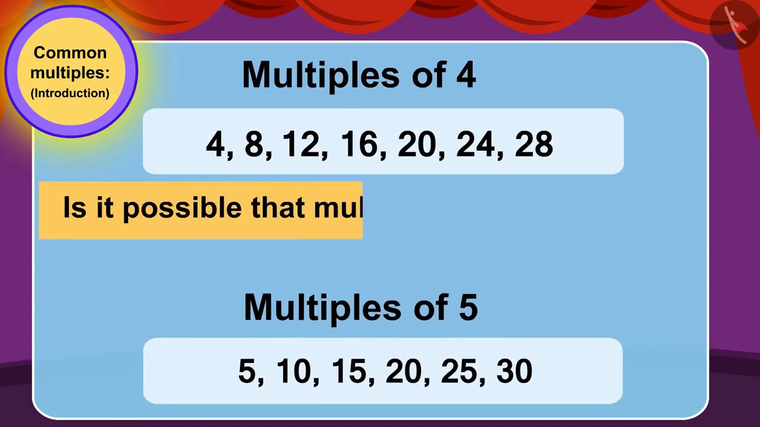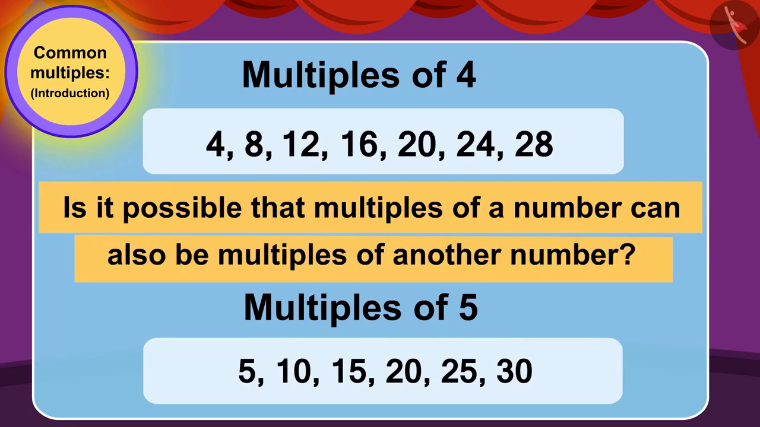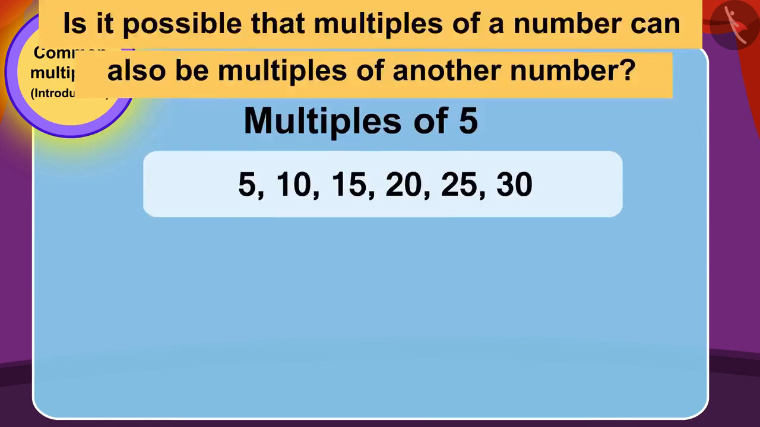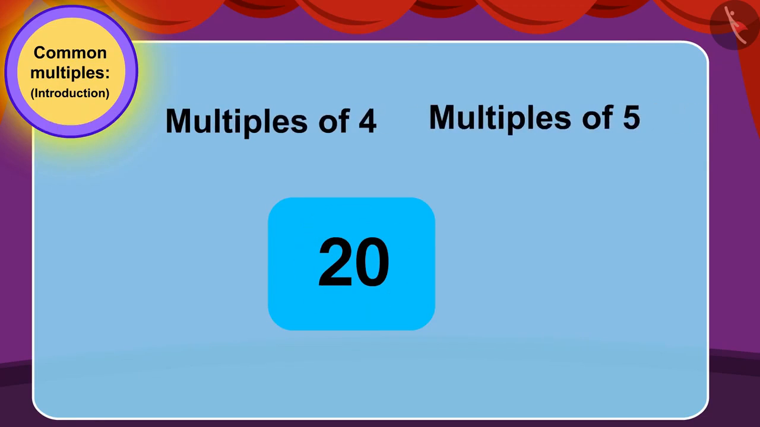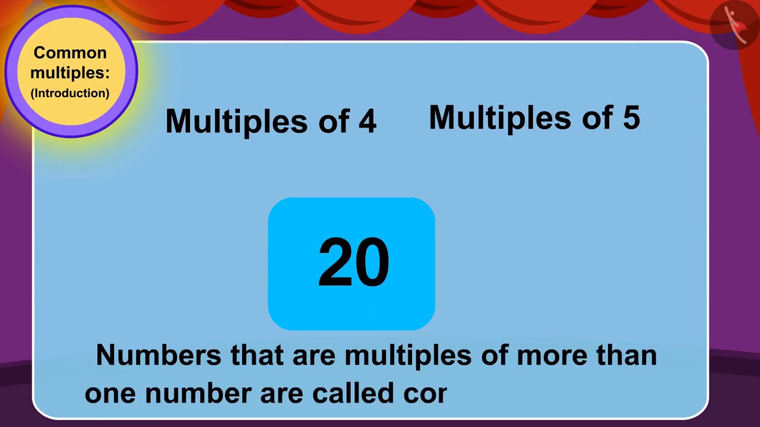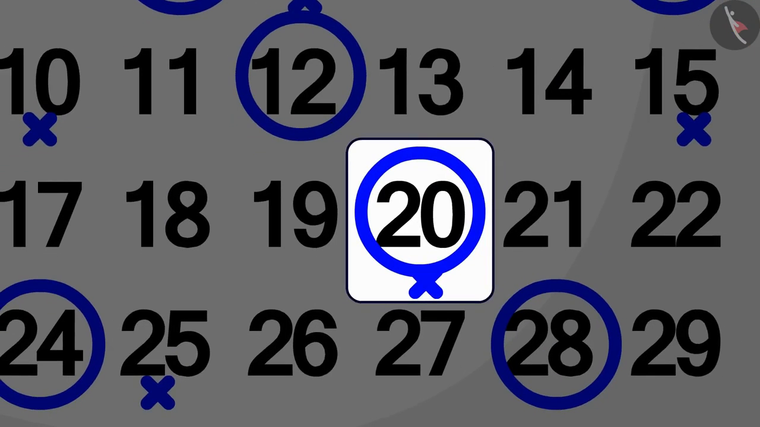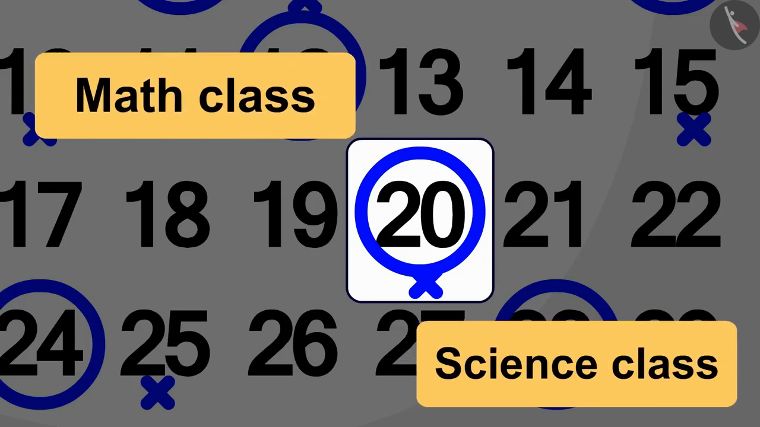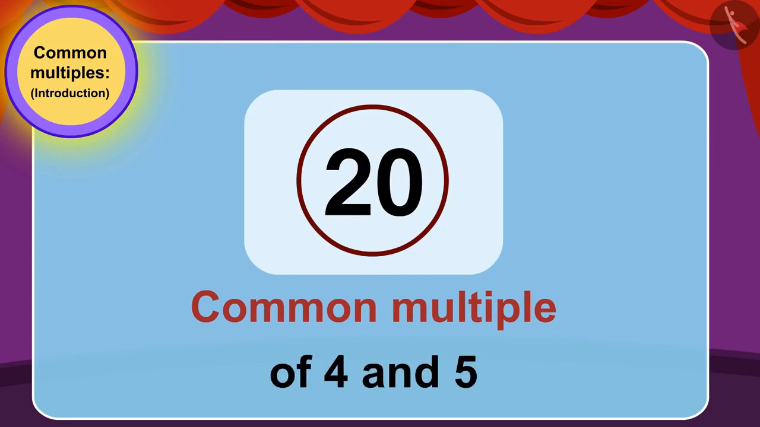Is it possible that multiples of a number can also be multiples of another number? Yes, it is quite possible that a number is a multiple of more than one number. Numbers that are multiples of more than one number are called common multiples. Here, on the 20th, Bablu will have both mathematics and science classes. In other words, 20 is a common multiple of both 4 and 5.